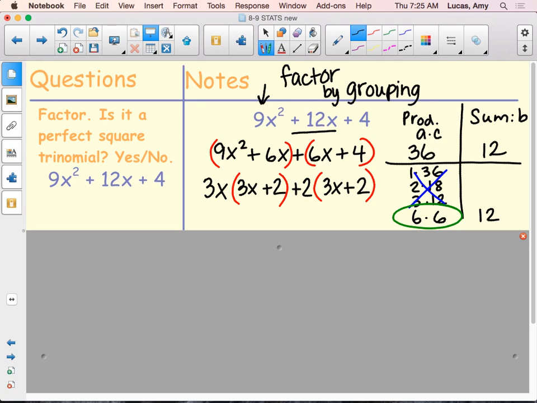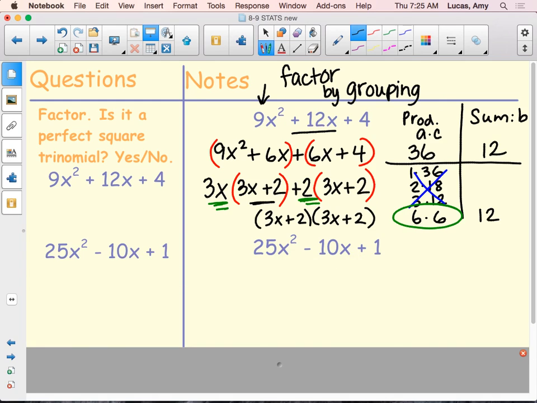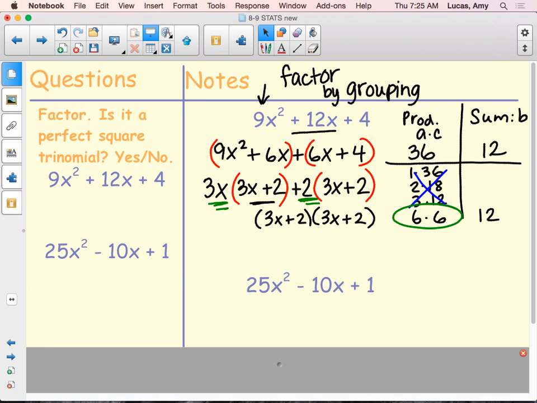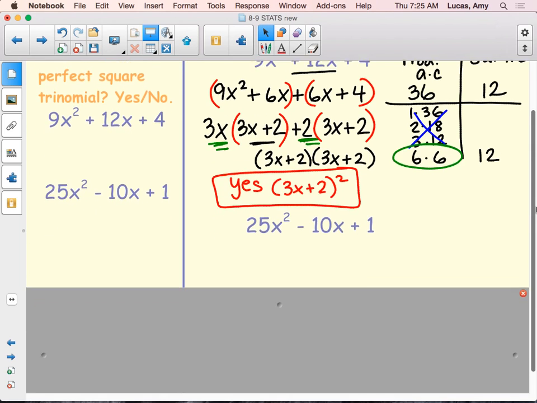Now I can write my answer. I take this binomial for my first one, and then my second one is what I factored out, which you may notice is another 3x plus 2. So that means that this is a perfect square trinomial. So I need a little room here. So I'm going to say yes, and it's 3x plus 2 squared, because both of my binomials were 3x plus 2.